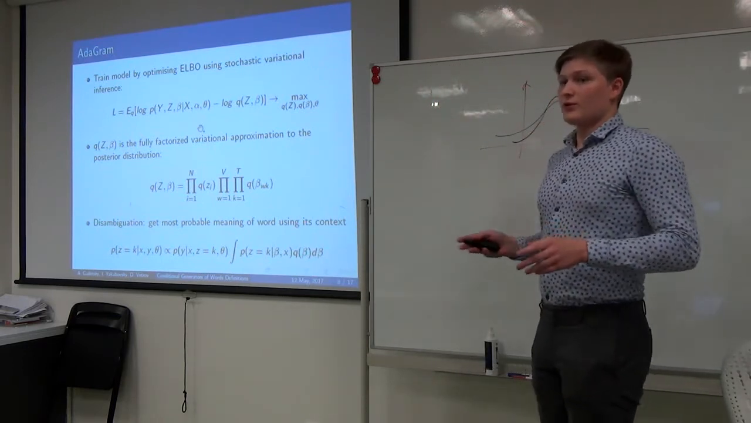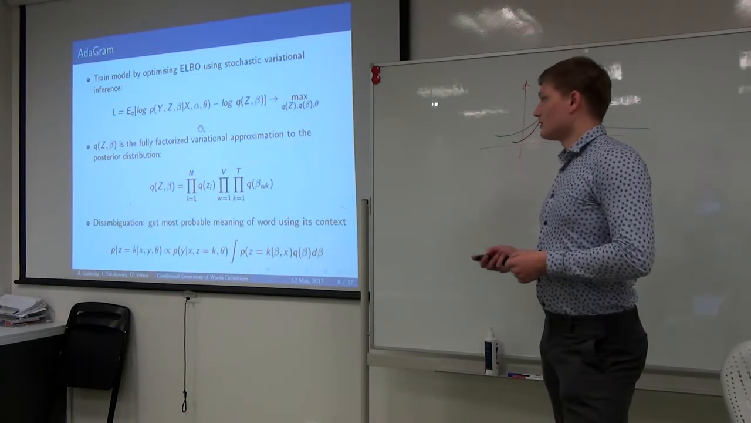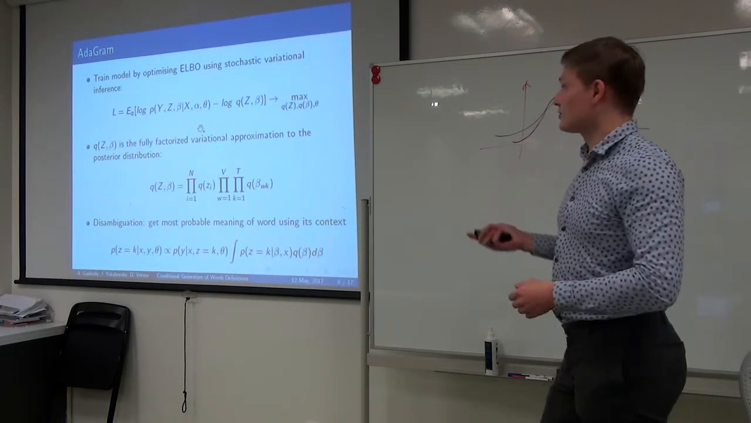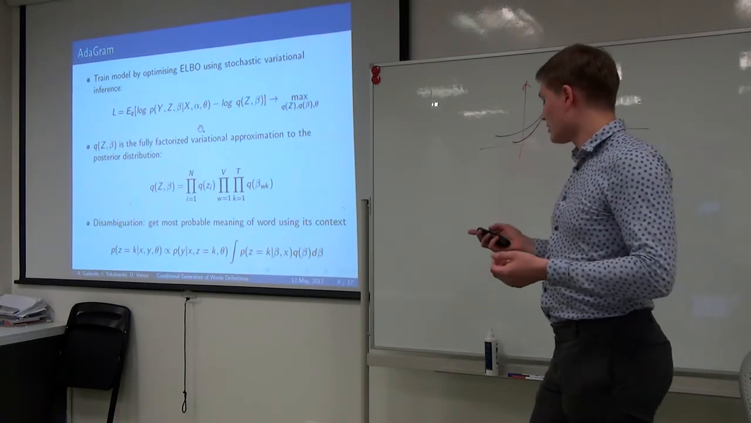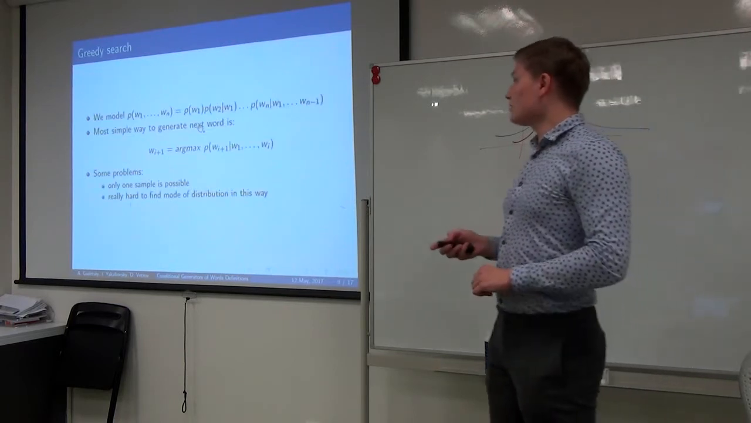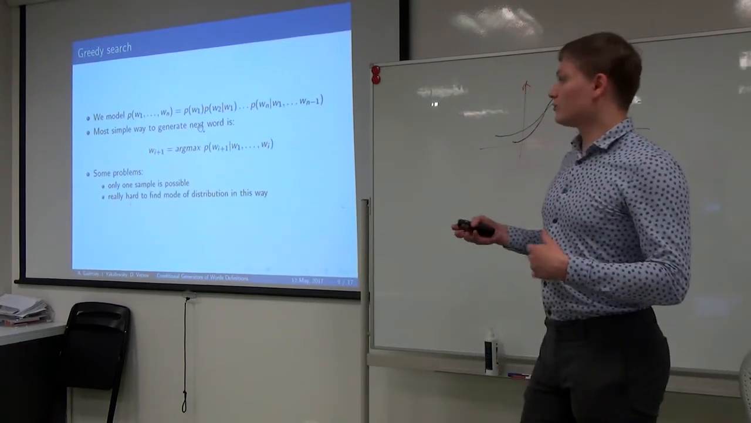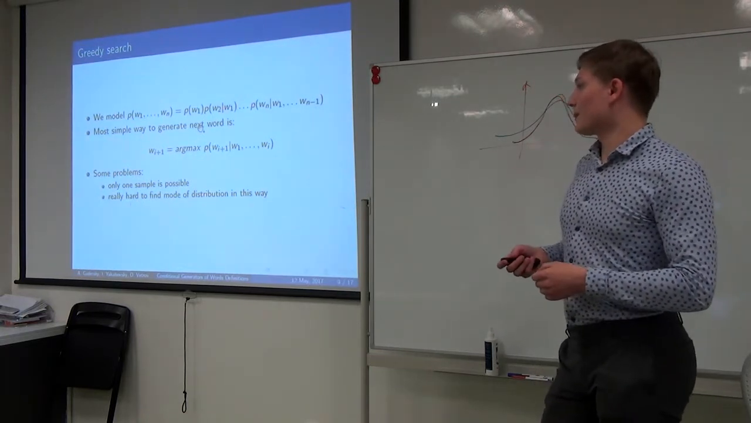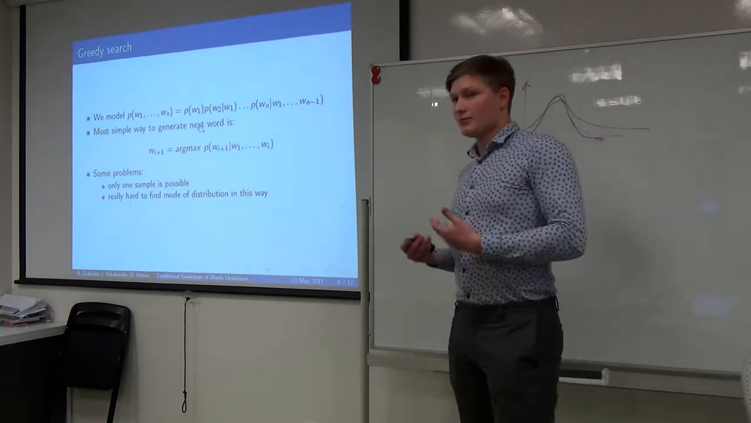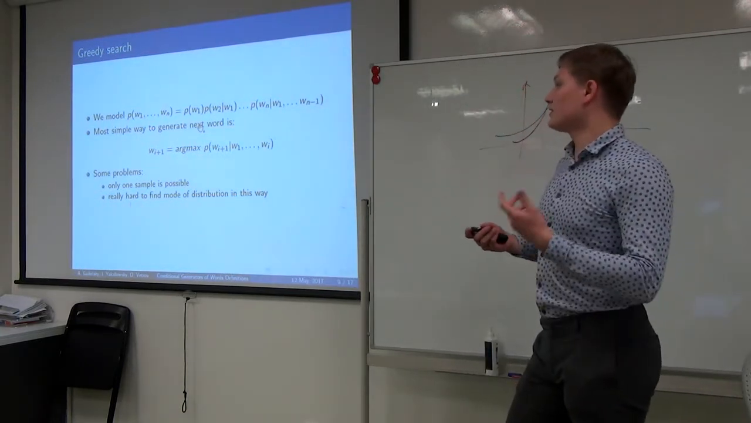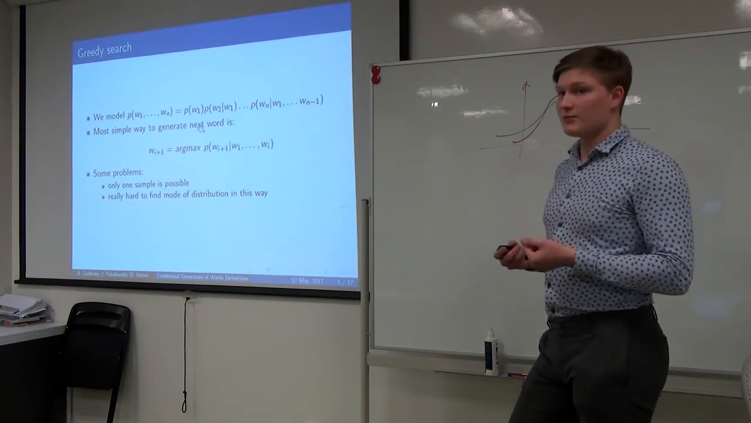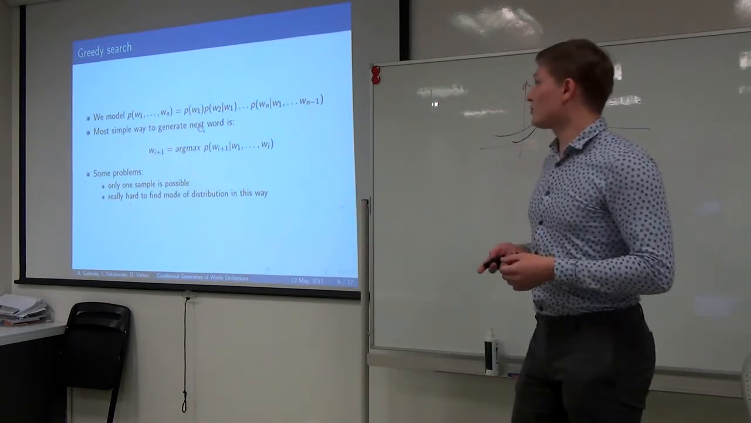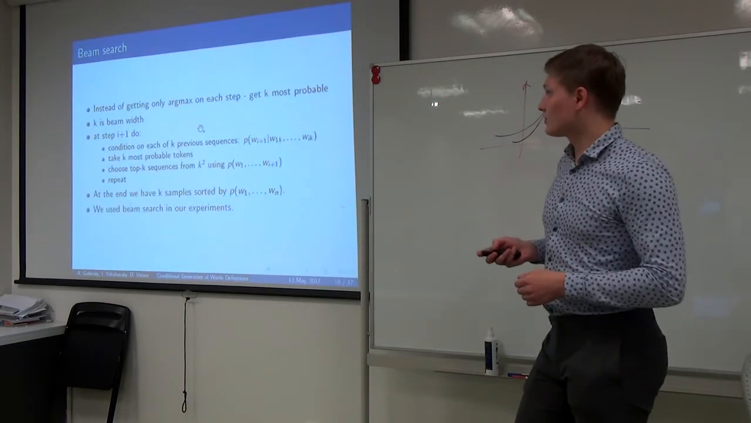Okay, now we have talked about the models that we will use in our work. One more important task in text generation is generation, or sampling. The simplest way to generate the next word is to take the argmax of the modeled probability distribution. But this approach has some problems: we will have only one sample, and it's really hard to find the mode of the model distribution. Because of that, we will use another approach called beam search.